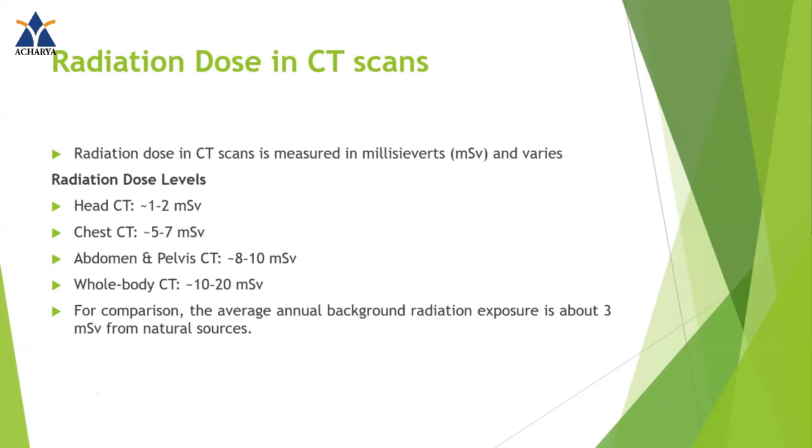So a few commonly performed scans are head scan, thorax and abdomen, where the radiation dose is measured in millisieverts. A head scan gets around 1 to 2 millisieverts. Thorax or chest CT will get around 5 to 7 millisieverts. Abdomen and pelvis will go around 8 to 10 millisieverts. Whole body CT scan, that is from the vertex of the skull to mid thigh, will give a radiation dose of around 10 to 20 millisieverts. In comparison, the annual background radiation exposure is about 3 millisieverts from natural sources, that is from the atmosphere.